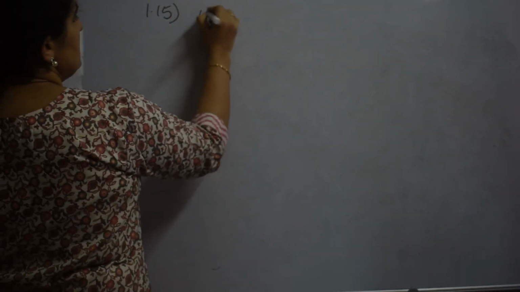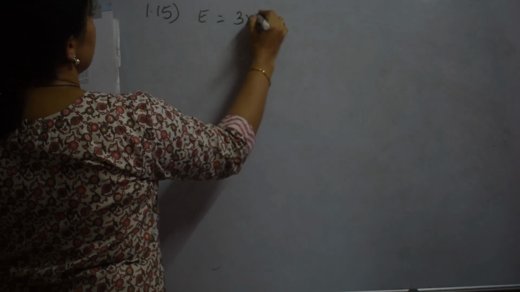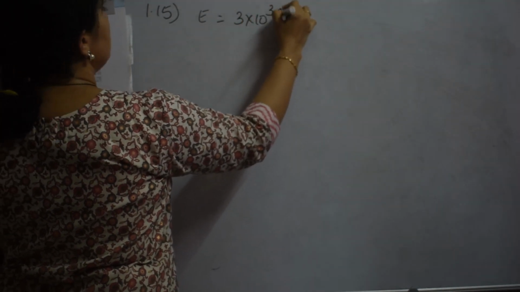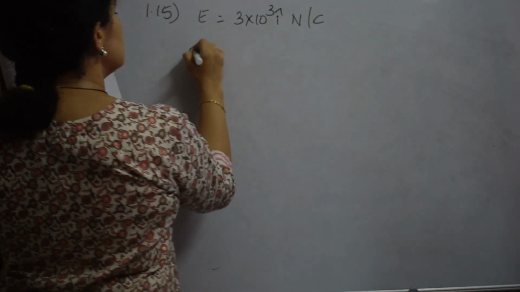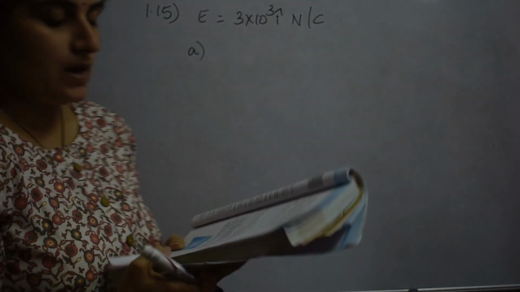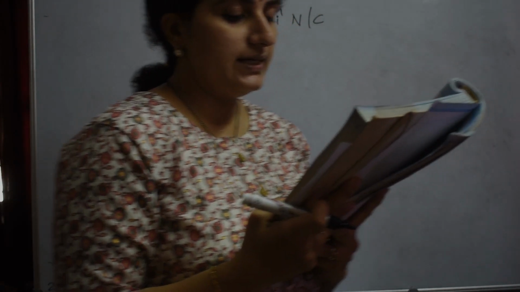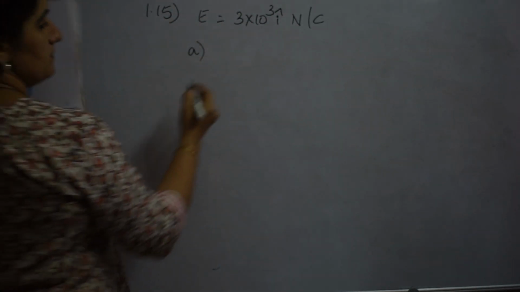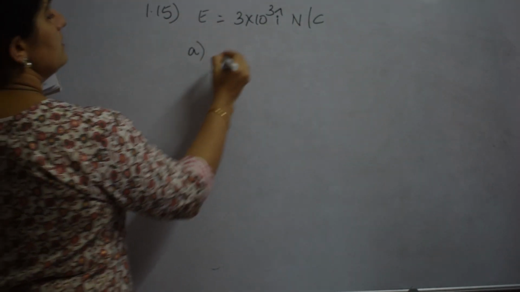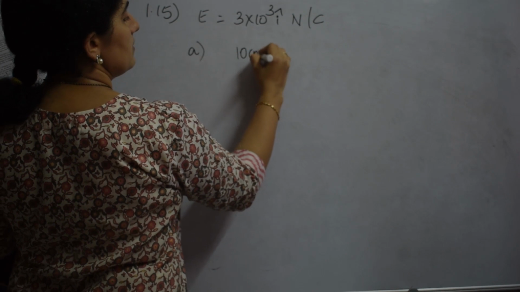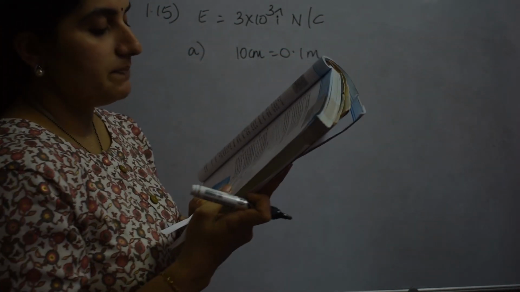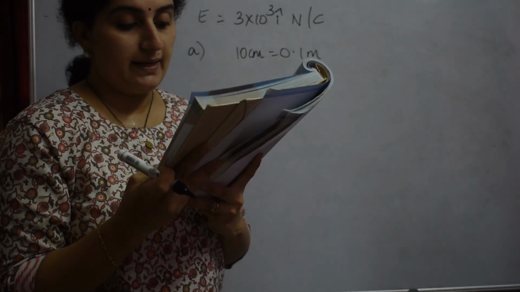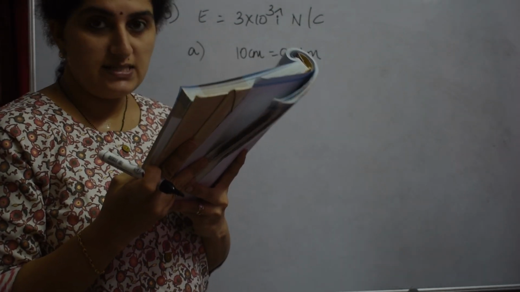Consider a uniform electric field. E is given as 3 into 10 to the power 3 i cap along the x-axis, Newton per Coulomb. These are simple ones. What is the flux of this field through a square of side 10 centimeter, 0.1 meter, whose plane is parallel to the YZ plane? So that is the first part.